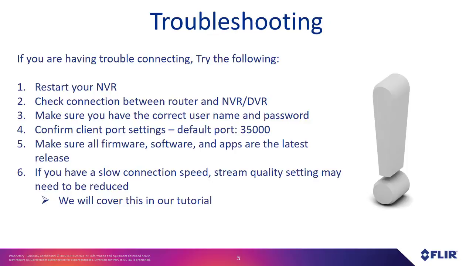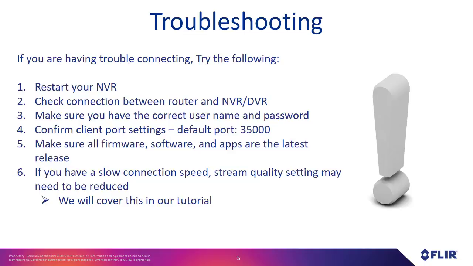During the setup process we'll begin in just a few minutes, we'll also talk about some basic troubleshooting procedures. If you're having trouble connecting, you may want to try the following. First, restart your NVR. Check to make sure that the connection between the router and your NVR or DVR has been connected correctly. Ensure you have the correct username and password. Confirm the client port settings.